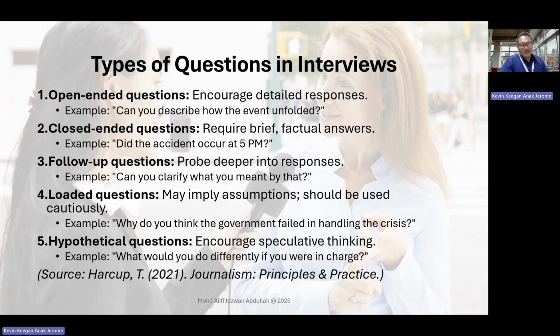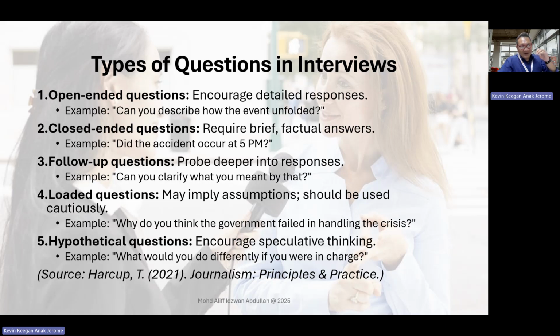Types of questions for interviews. Open-ended question encourages detailed response. Example: can you describe how the event unfolded? Close-ended question requires a brief factual answer. Example: did the accident occur at 5 p.m.? Yes or no. Follow-up question probes deeper into the response. Example: can you clarify what you meant by that?